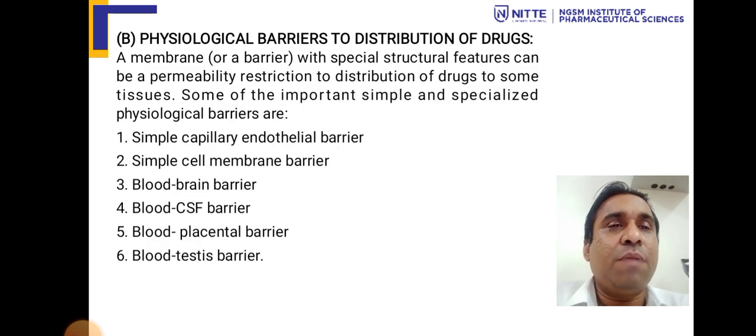Now, what are the physiological barriers of drug distribution? A membrane is a special structural feature that will be a permeability restriction to drugs to some tissues. Some of the important simple and specialized physiological barriers are simple capillary endothelial barrier, simple cell membrane barrier, blood brain barrier, blood CSF barrier, blood placenta and blood testis barrier. In this we'll see the first one, simple capillary. It is the same as shown in the previous figure, in which the drug passes from the blood, crosses the membrane and easily goes inside. Drugs with molecular size less than 500 to 600 daltons cross very rapidly.